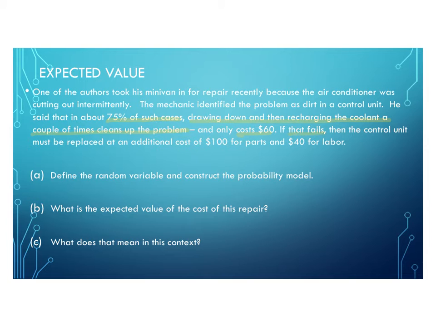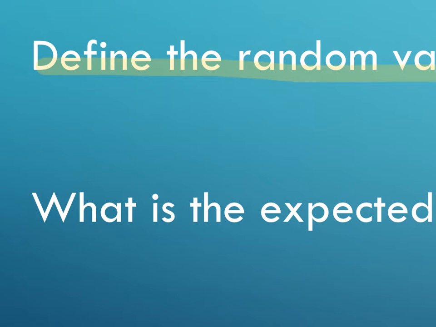If that fails, then the control unit must be replaced at an additional cost of $100 for parts and $40 for labor. In letter A, it says we're going to define the random variable and construct a probability model. So obviously we're talking about a repair cost. So I'm going to say X equals repair cost. The next thing we'll do is construct a probability model.